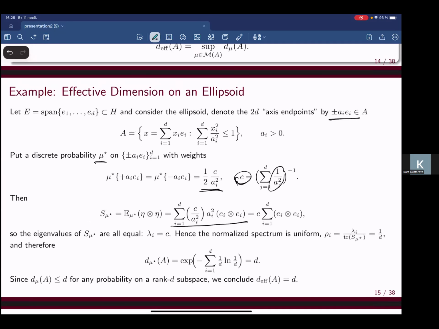So the effective dimension of the ellipsoid is like its geometric dimension. Even though the ellipsoid has different axis lengths, the normalized measure makes all directions contribute equally. As a result, in a uniform and fully d-dimensional structure, we can see the result of T.